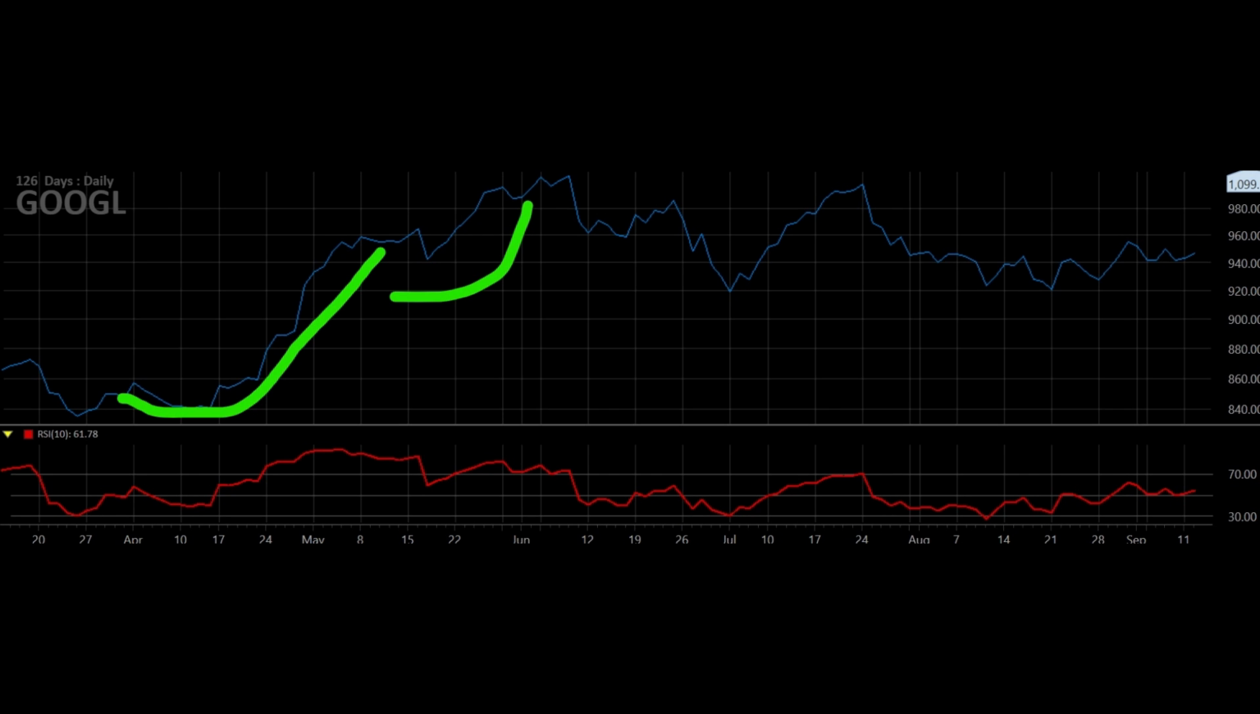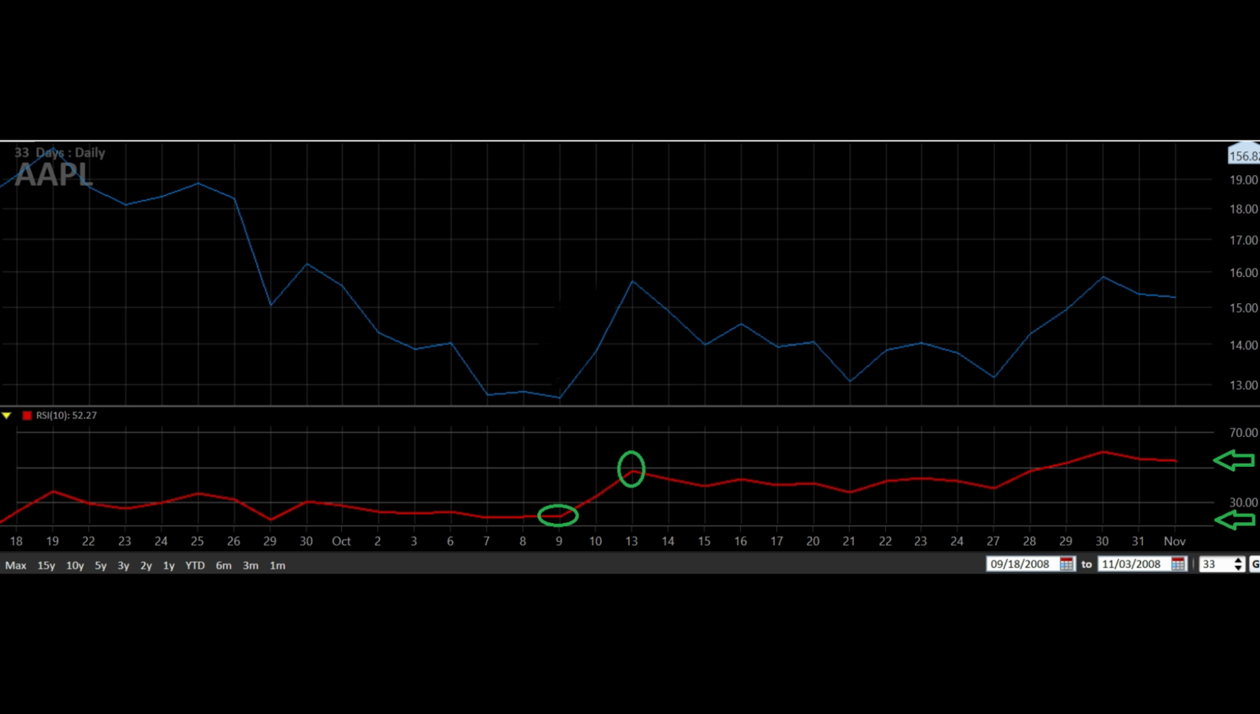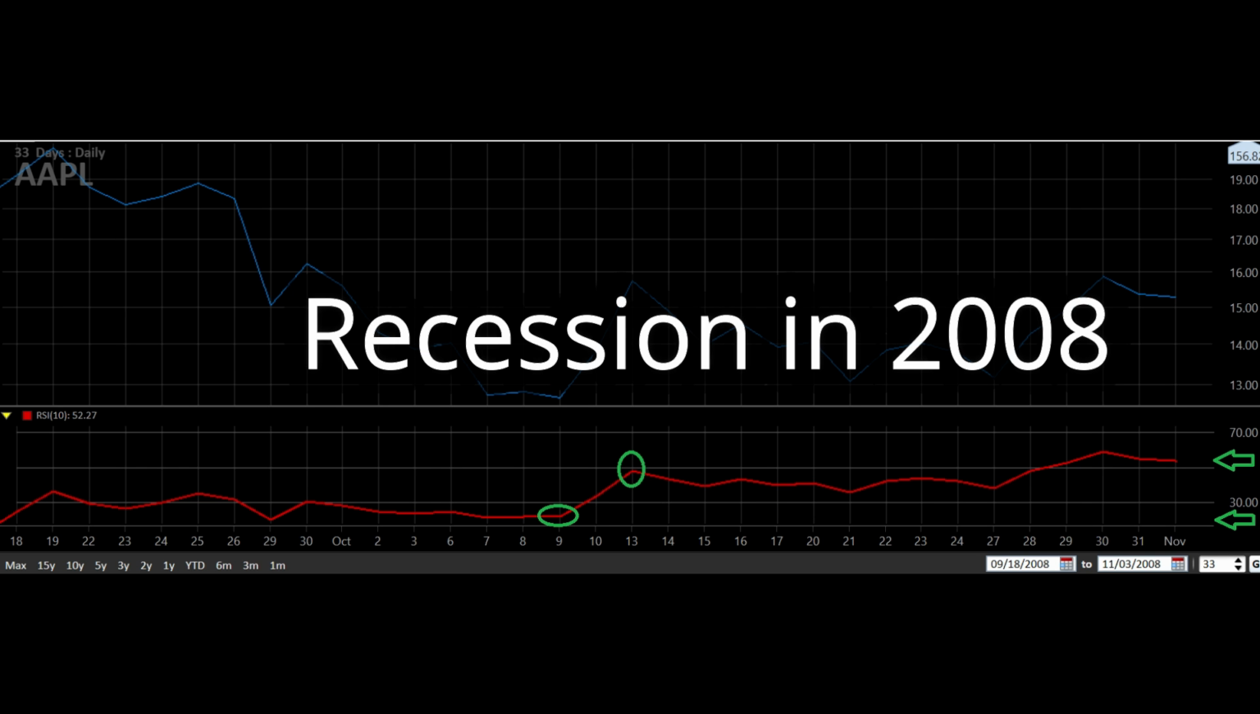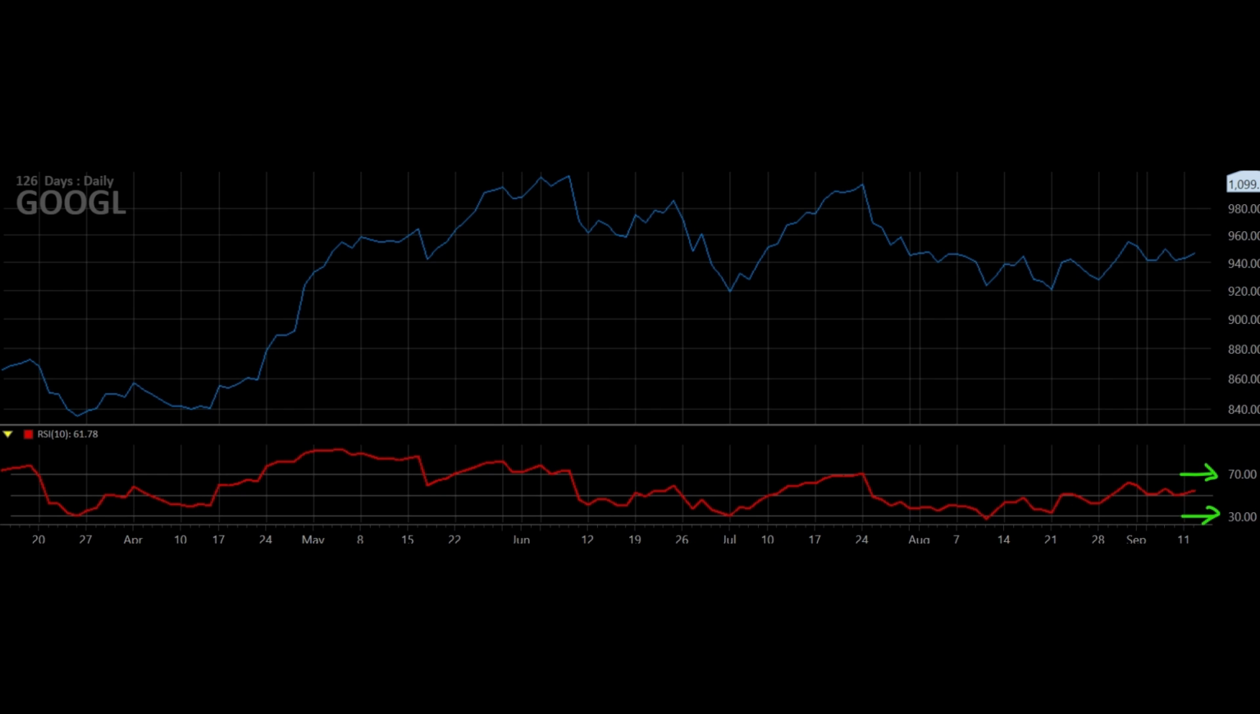Sometimes, if the market is in a very strong uptrend or bull market period, you may want to consider raising the upper level to say 90, and the oversold level to around 40 or 50. Conversely, you should also consider lowering the upper and lower levels from the traditional 70 for overbought and 30 for oversold during a strong bearish trend. In other words, an overbought reading could be around 50 and an oversold reading could be around 10 or 20. Just like in this example from the recession in 2008. But in general, keep in mind that the traditional RSI levels are 30 for oversold and 70 for overbought.